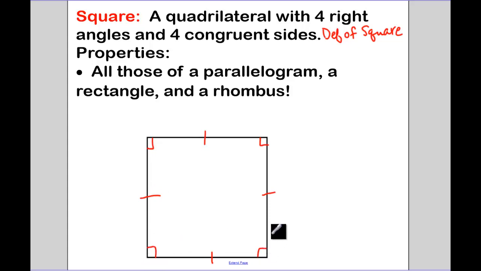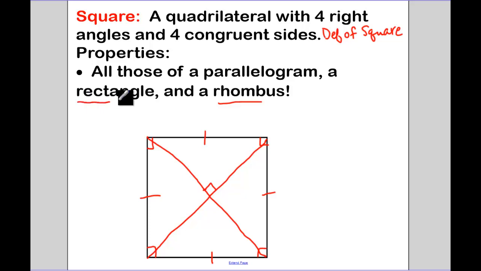exclusive of all of our special quadrilaterals because it has all the properties of a parallelogram. Opposite sides equal, opposite angles equal, diagonals are going to bisect each other, but also it has the same properties as a rectangle. Well, that means the diagonals are congruent, and also a rhombus, which also means that our diagonals are perpendicular. So this has all the properties of each one of our special quadrilaterals.